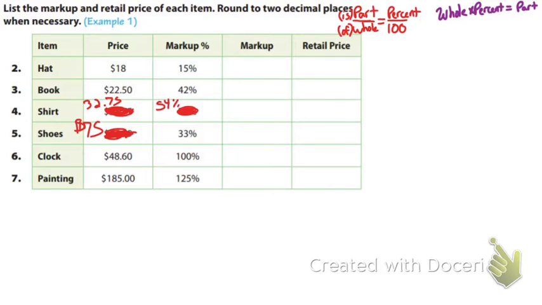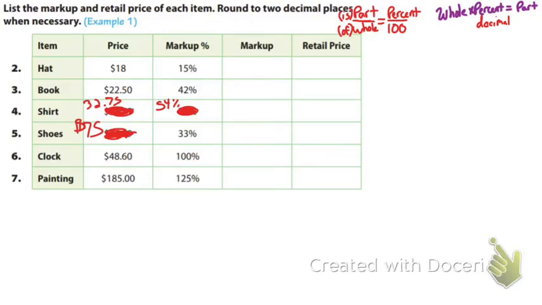But please do not forget that whenever you use the equation, your percent must be expressed as a decimal, which you do by dividing your percent by 100, or by moving the decimal point 2 place values to the left. 2 place values to the left.